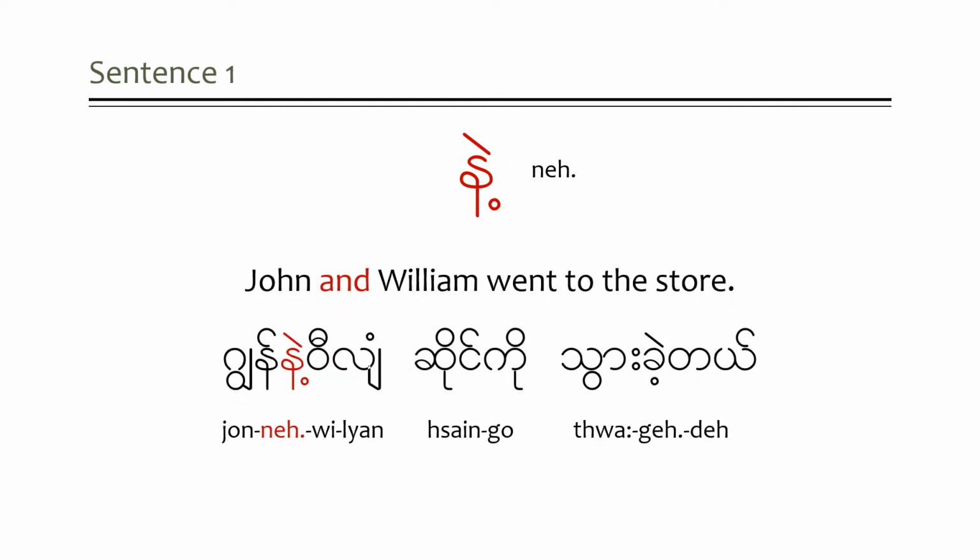So our first sentence is John and William went to the store. In Myanmar, it's John ne William sango tuagere. Now the great news here is that the word for and is located in the same position in Myanmar as it is in English. In this case, between John and William.